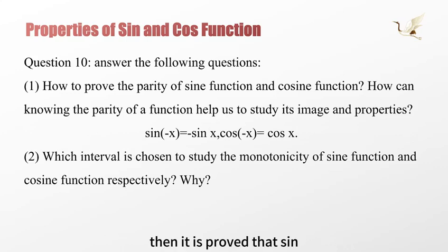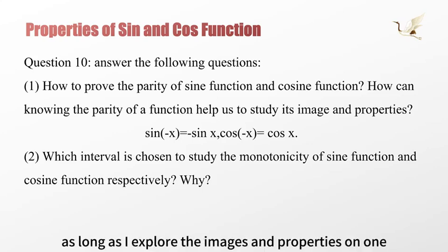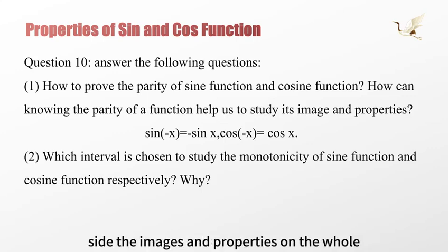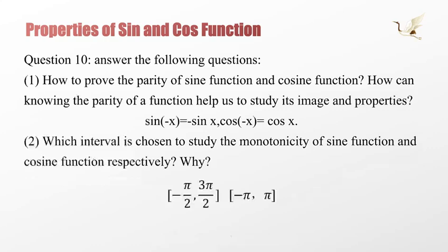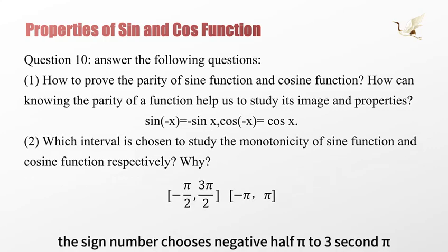The parity of the sine function and cosine function we can judge by observing the image. Then it is proved that sin(-x) equals -sin x and cos(-x) equals cos x by using the induction formula. If I know the parity of a function, I know the symmetry of the image on both sides of the y-axis. As long as I explore the images and properties on one side, the images and properties on the whole domain will be clear.